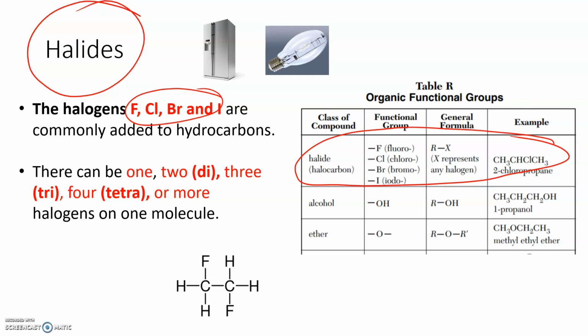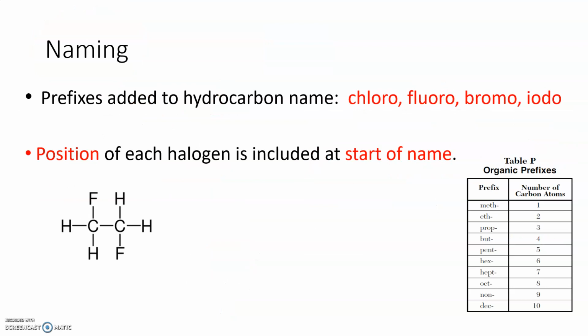So fluorine, chlorine, bromine, or iodine. There can be multiple halogens bonded to the chain. If that's the case, you're going to have to use some prefixes when naming. In here, there's 2 fluorines bonded to this carbon chain, 1, 2. So if I was going to name this, I'd have to use the prefix di. I'm going to show you an example of naming in just a moment, so hang on tight.